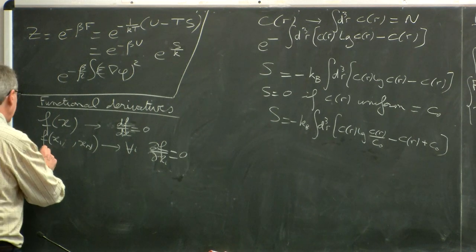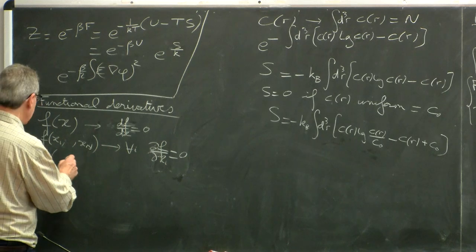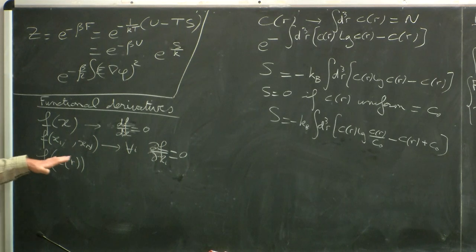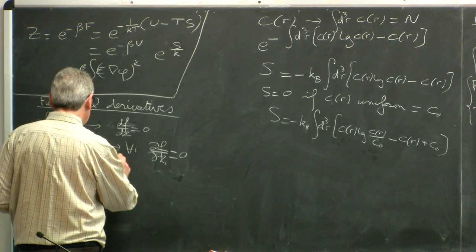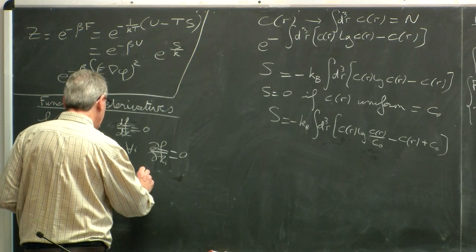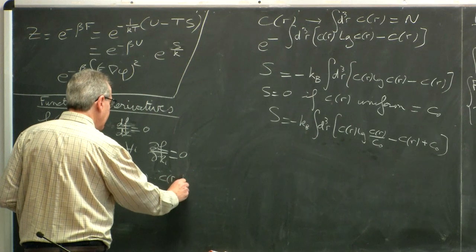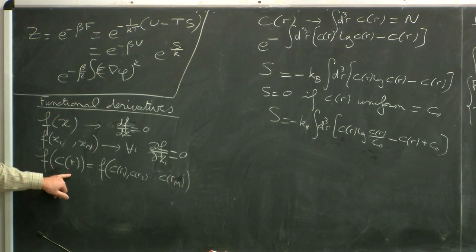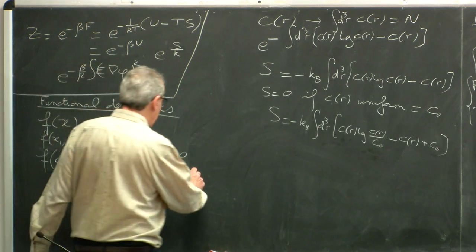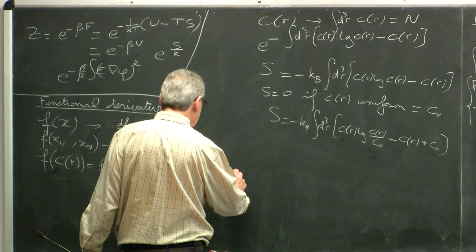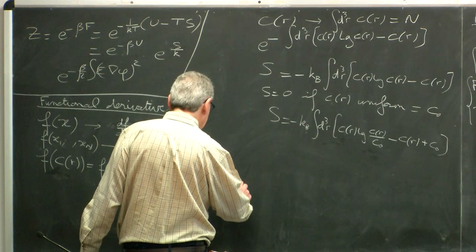Now the question is, what happens if you have F of a certain function, let's say c of r, where c of r is defined everywhere in space? You can imagine that you discretize your space, and then this is a function f of c of r1, c of r2, etc., c of rm. These are the variables, and you want to write that the gradient of f with respect to each of these variables is equal to zero. So what you write is what's called a functional derivative. You write delta F by delta c of r equals zero.